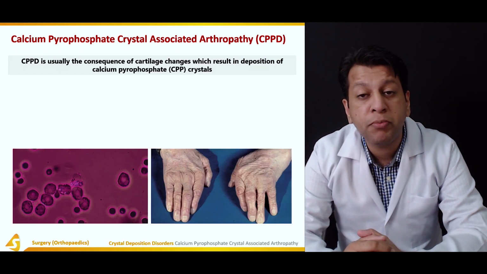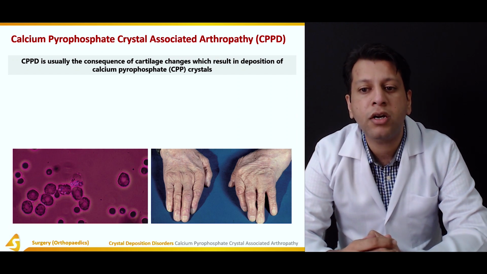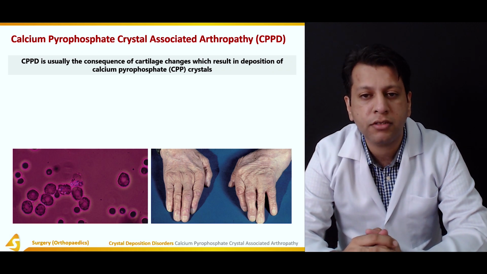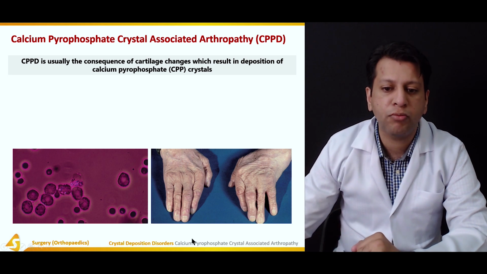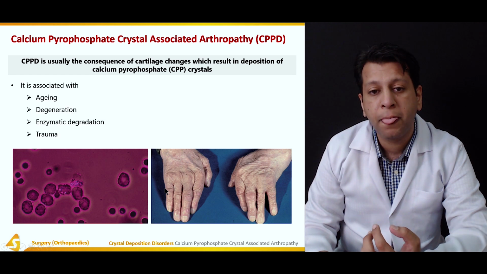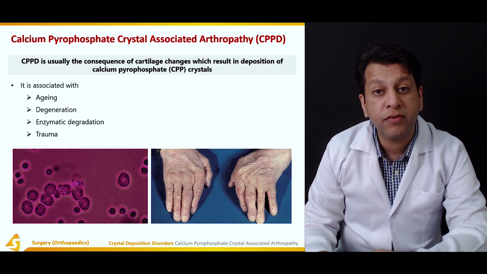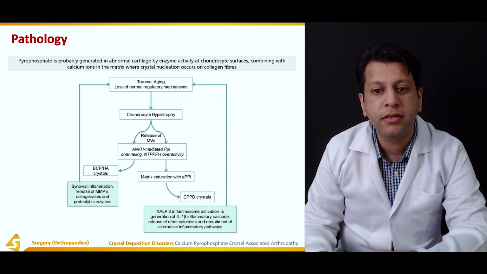CPPD, or calcium pyrophosphate deposition disorder, is usually the consequence of cartilage changes which result in the deposition of calcium pyrophosphate crystals. And you can appreciate over here that once these get accumulated, they can affect the small joints of the hand. It's associated with aging, degeneration, enzymatic degradation, and trauma.